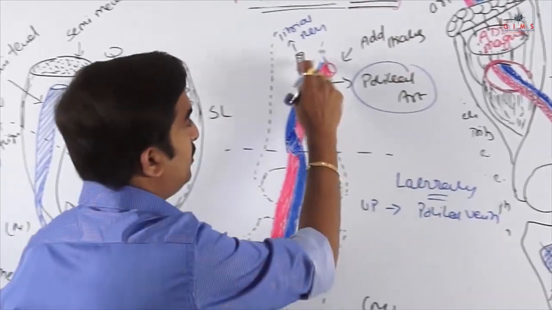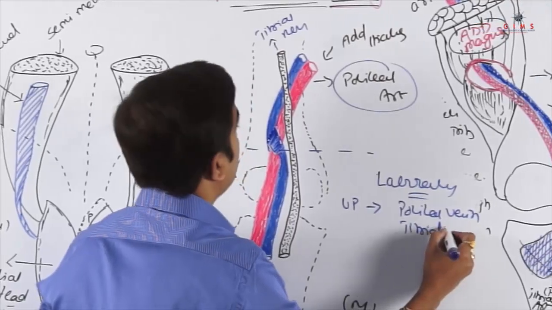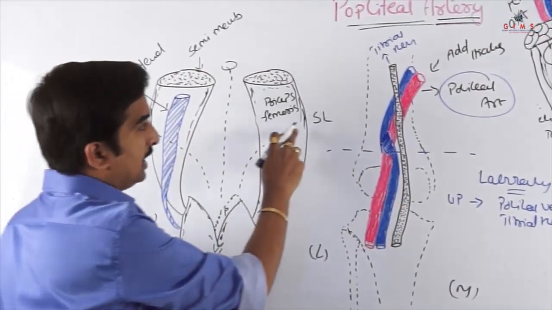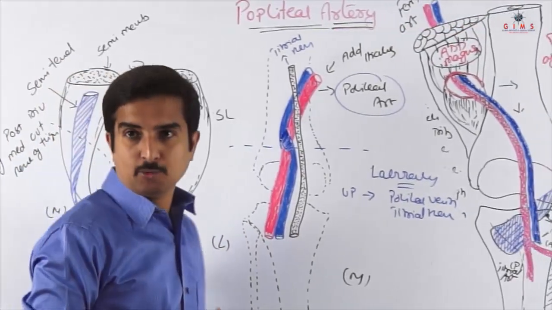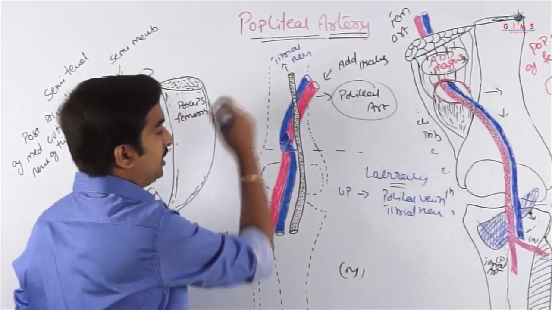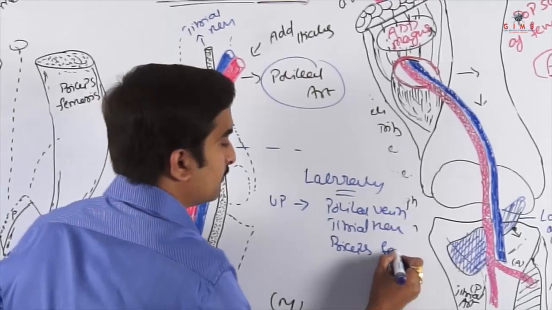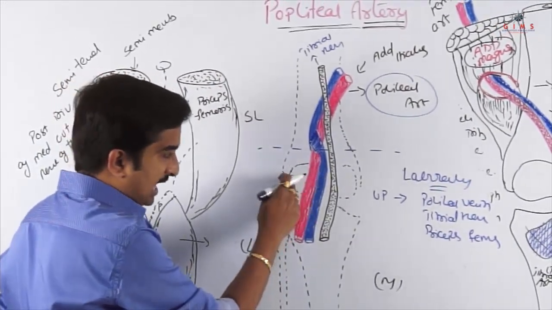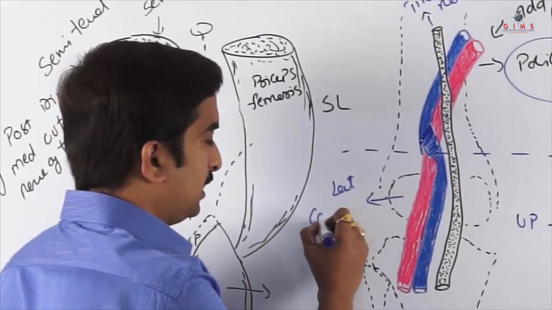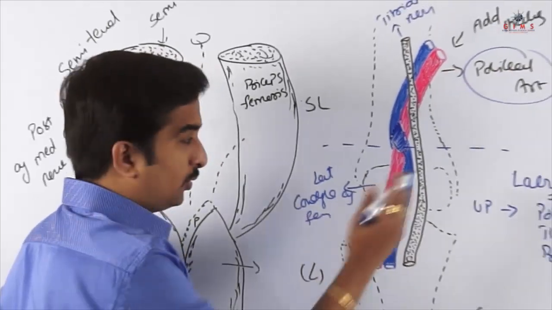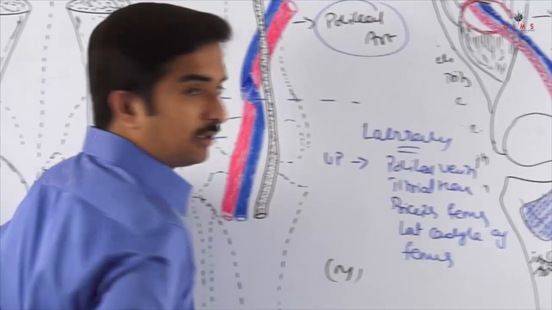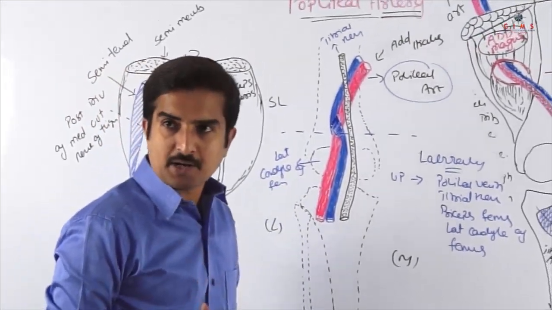In the upper part, the relations are the popliteal vein, and immediately after the popliteal vein, you have the tibial nerve, popliteal vein as well as tibial nerve. And laterally, what are the structures which are present laterally? Biceps femoris, right? The upper part of the artery is related to the tibial nerve, popliteal vein as well as biceps femoris. Here you can see biceps femoris. And laterally, what is the structure? This structure is called the lateral condyle of the femur. So laterally it is related to the lateral condyle of the femur. So these are all the relations of the upper part of the artery here.